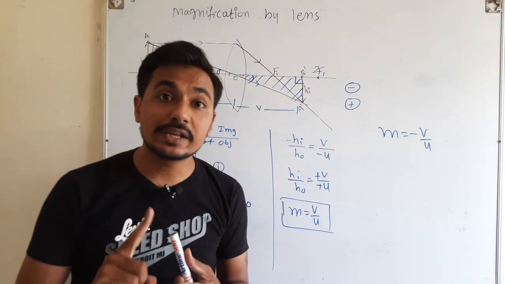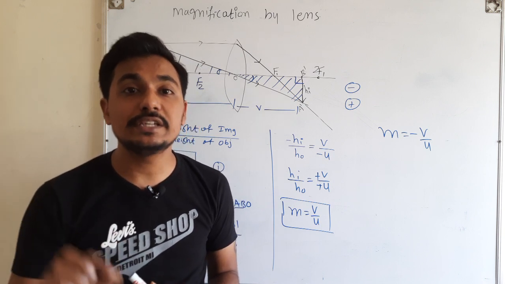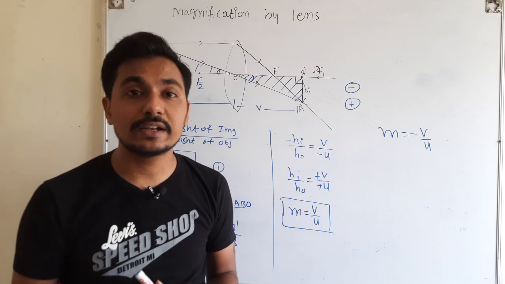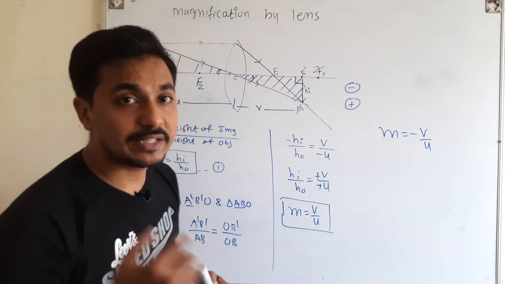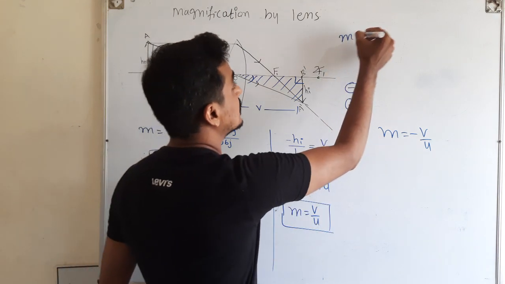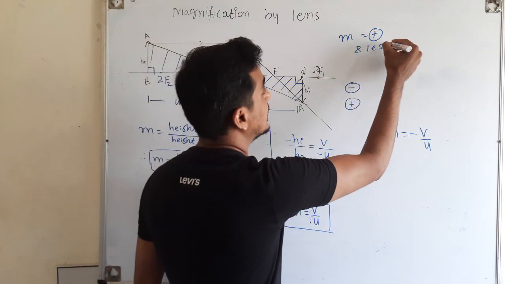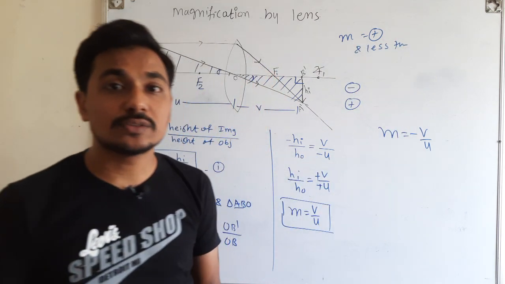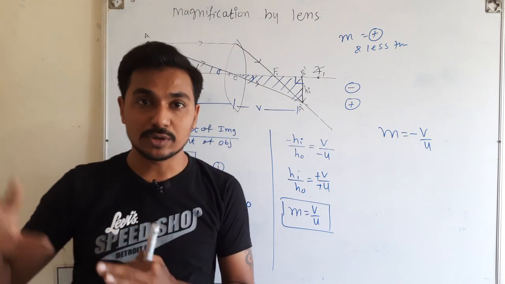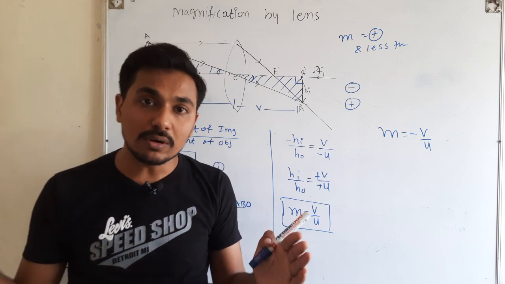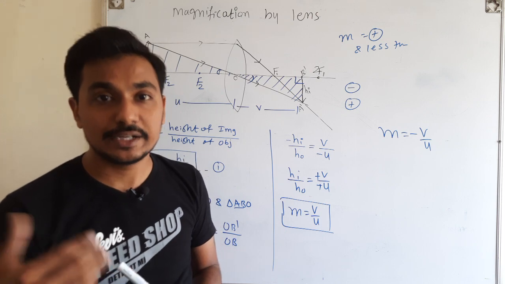In case of the concave lens, you will always get a virtual and diminished image. Virtual, erect and diminished image in case of the concave lens. So the magnification by the concave lens is always positive, and it is always less than 1, because in case of the concave lens, I have discussed that for all positions of the object from infinity to the optical center, the image is always smaller than the height of the object.